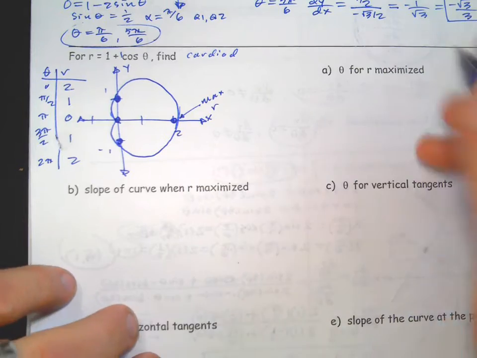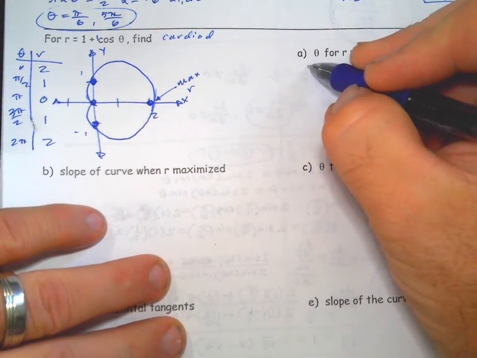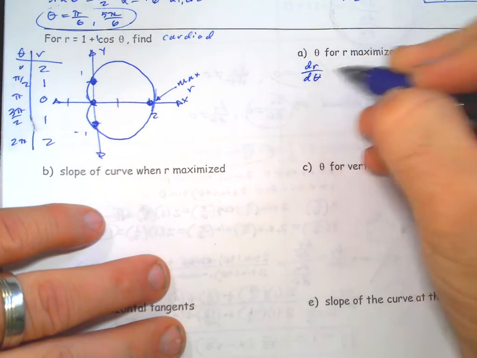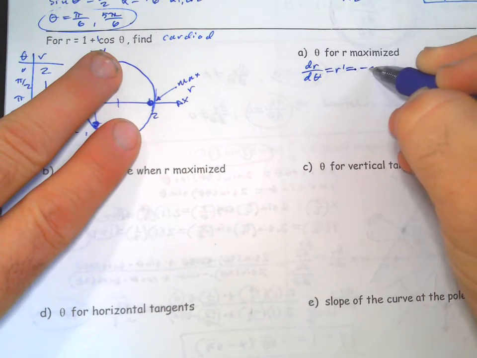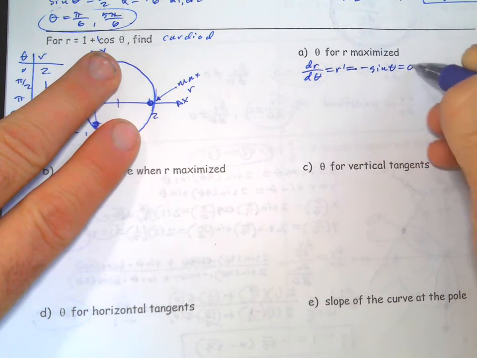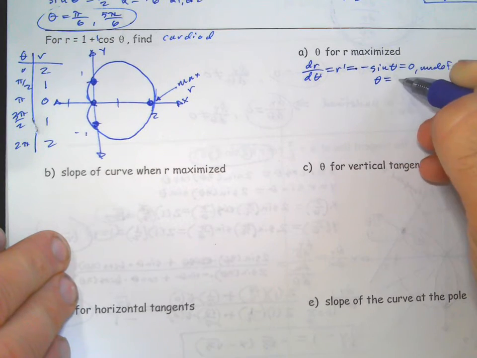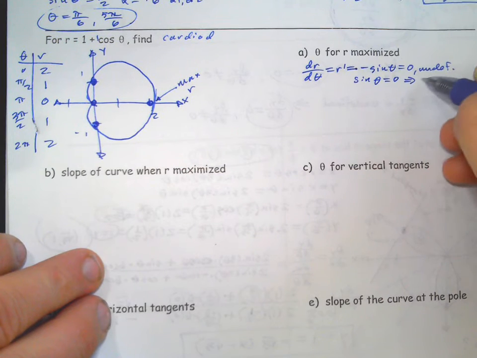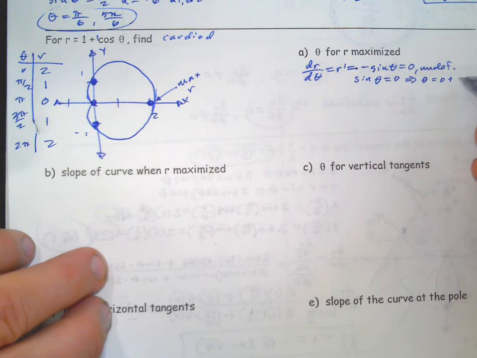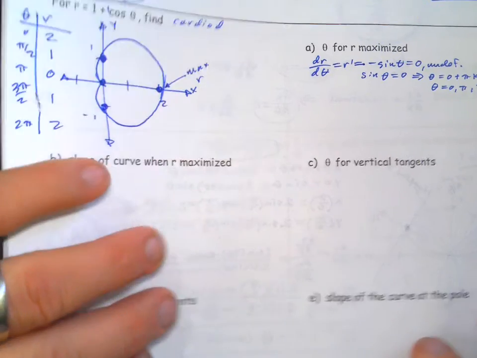Now to find the maximum r, this is like the extreme value theorem. You want to find the critical points. We're going to take the derivative of r with respect to theta, or r prime, and that's negative sine theta, and we're going to set it equal to 0 or undefined to find the critical points. So sine theta equals 0, so theta equals 0 plus pi k. So theta equals 0, pi, 2 pi. Those are your critical points.